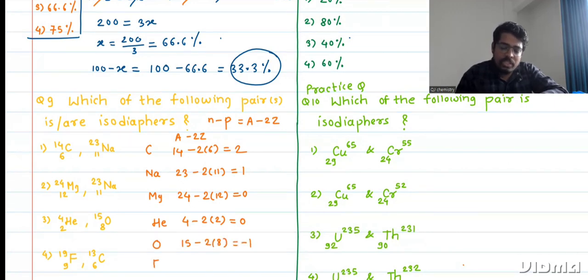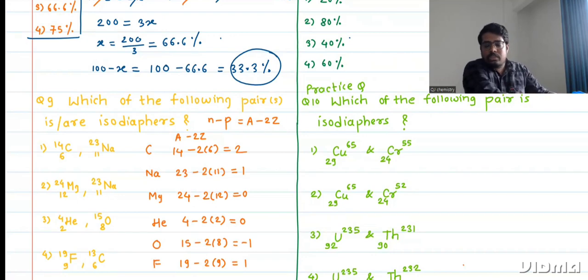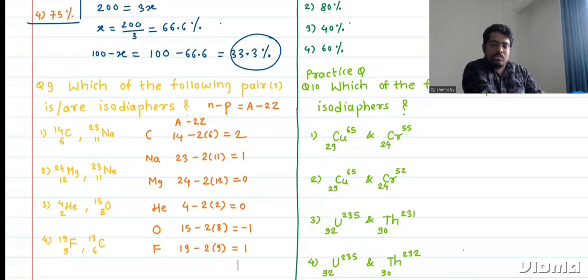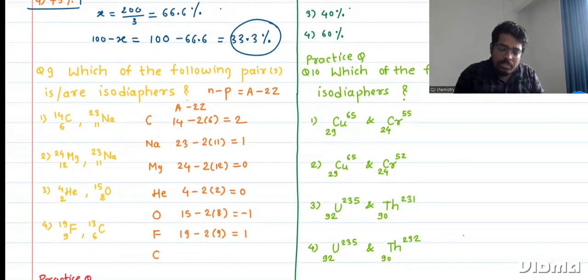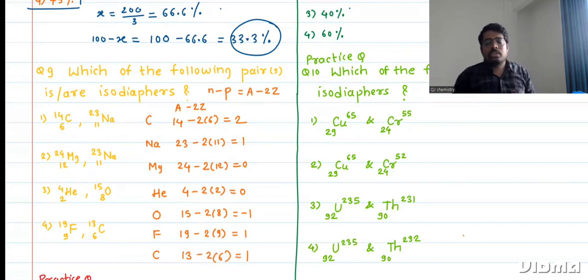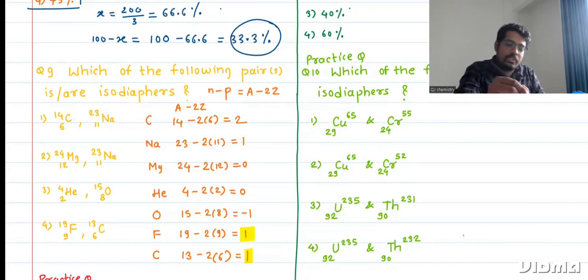Next example is chlorine, 19 minus 2 into 9 is equal to 1. And carbon 13 minus 2 into 6 is equal to 1. Okay, so for this last pair, the isotopic number value is the same, identical. So the fourth one is the correct option.